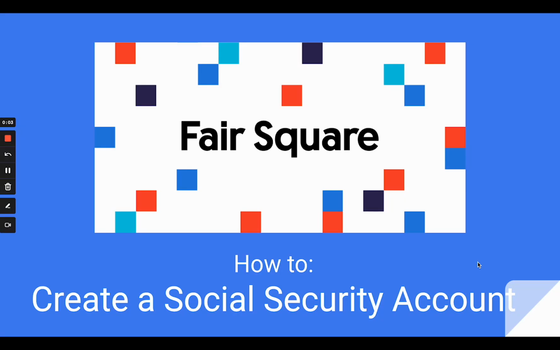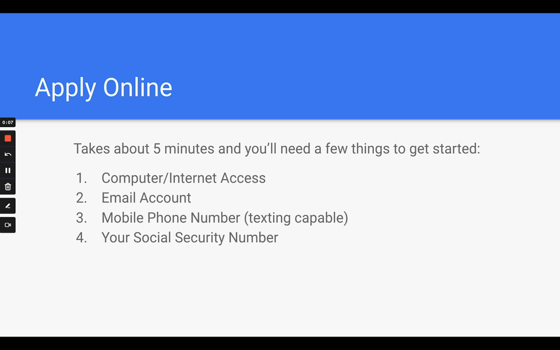In this session, we'll teach you how to create a Social Security account. You can apply online. This process will take about 5 minutes, but you'll need a few things to get started. First, you'll need access to a computer that has internet. You'll need an email account that you can log into during this process. You'll need a mobile phone or cell phone number that's capable of receiving text messages. And you'll need your Social Security number.